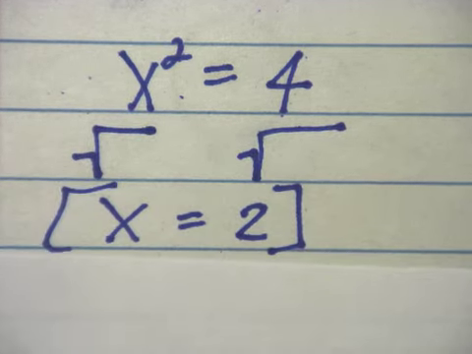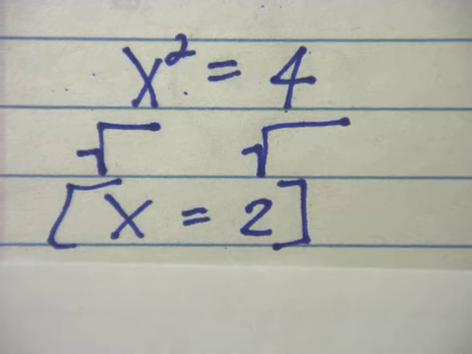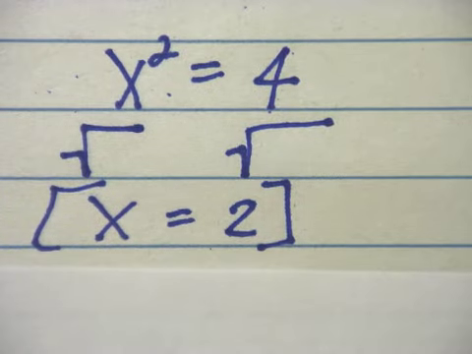I'm going to divide both sides by 3. X squared is going to be equal to 4. I want to solve for x, so I'm going to take the square root of both sides. The square root of x squared is x. The square root of 4 is 2.